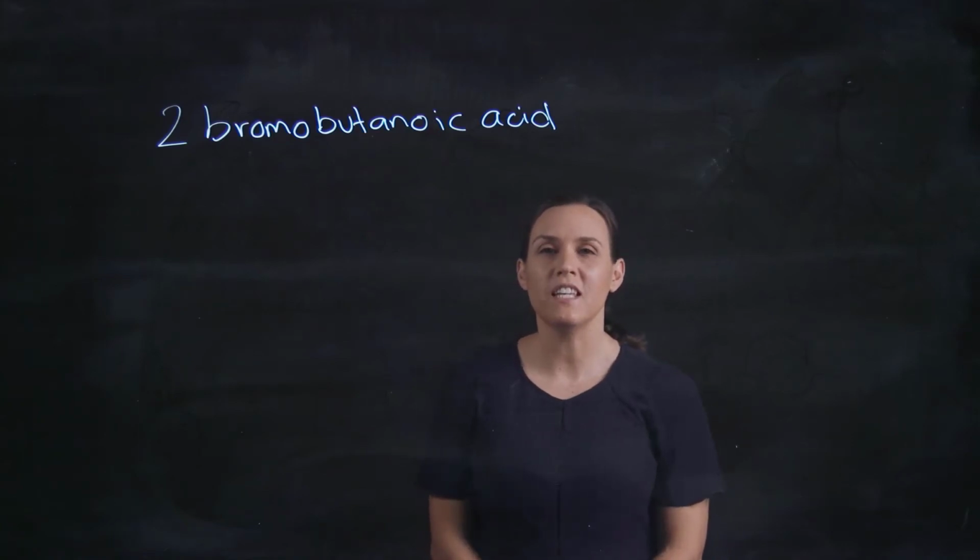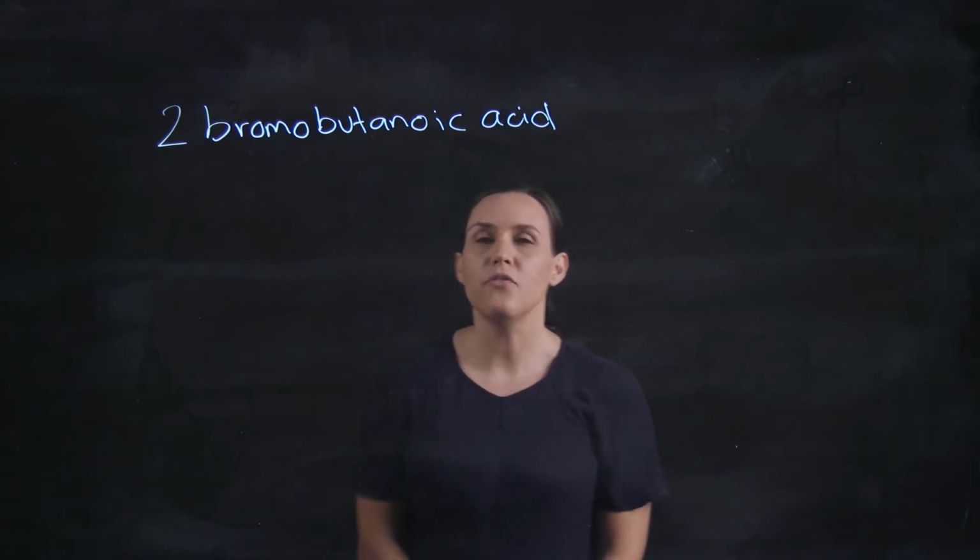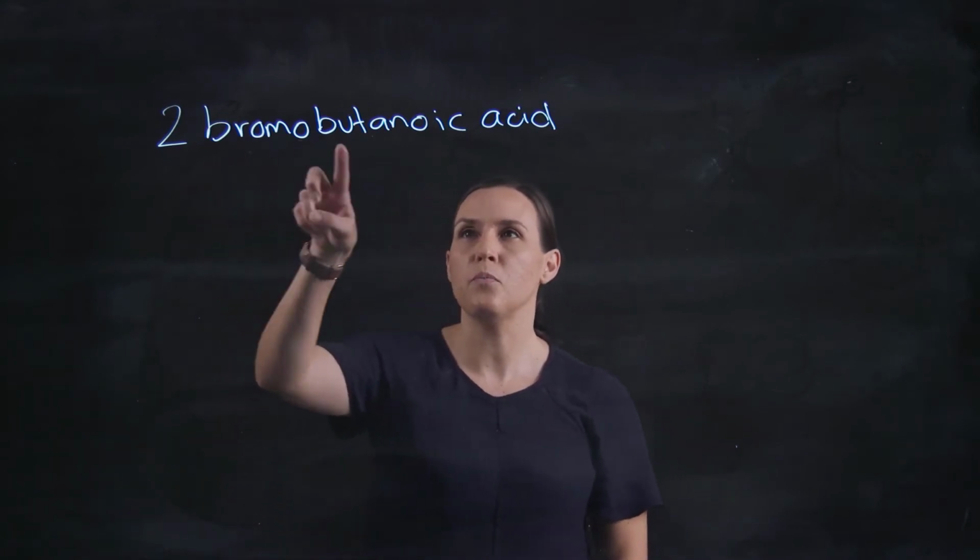So this video is on predicting stereoisomers. The compound we're looking at today is 2-bromobutanoic acid, and we want to predict how many stereoisomers there are. First of all, let's draw out 2-bromobutanoic acid.